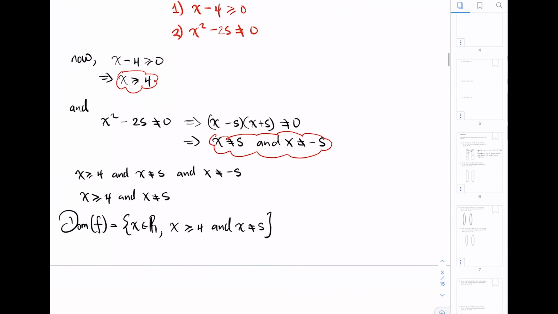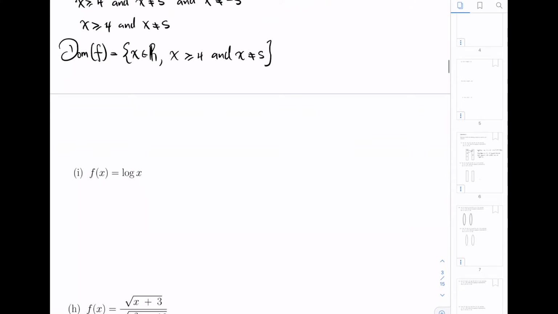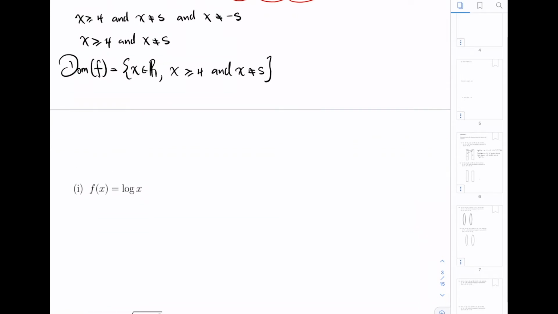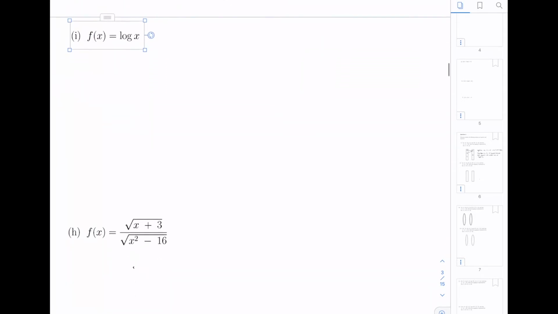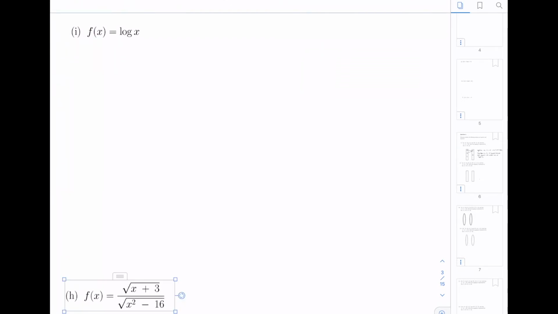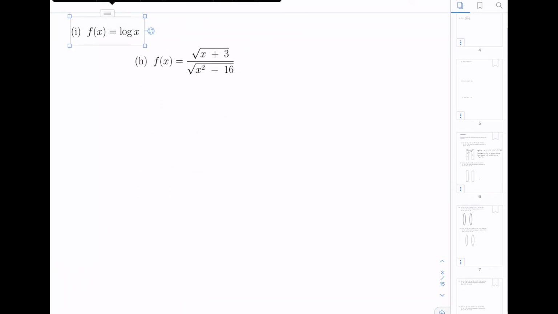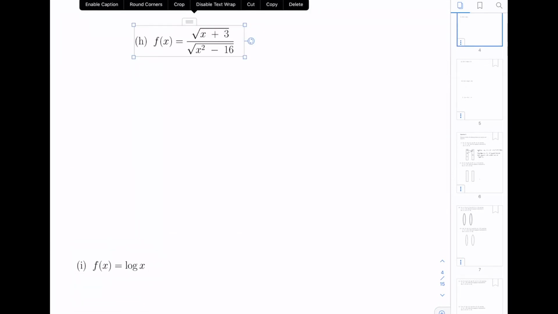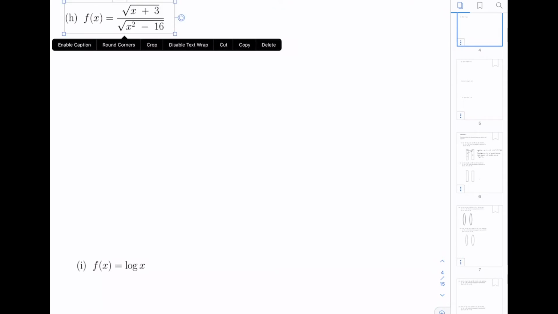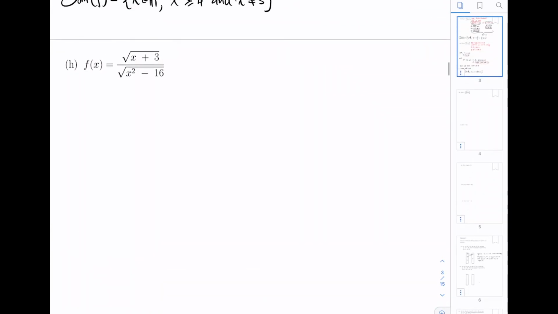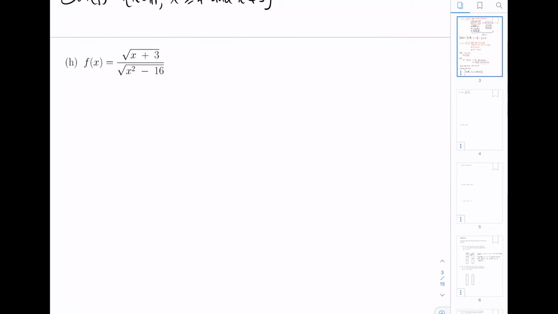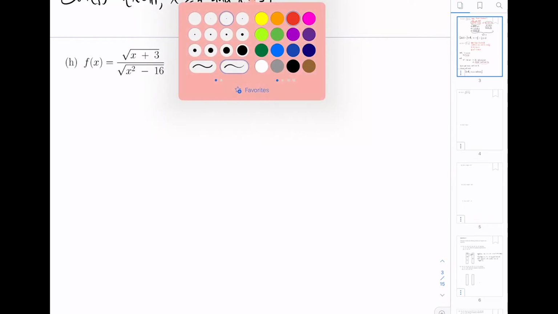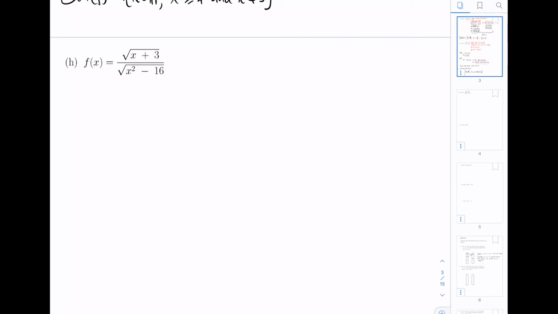Okay, we move on to part H. So for part H, we know that we still have a radical function, of course.